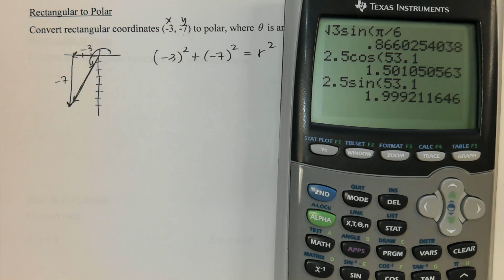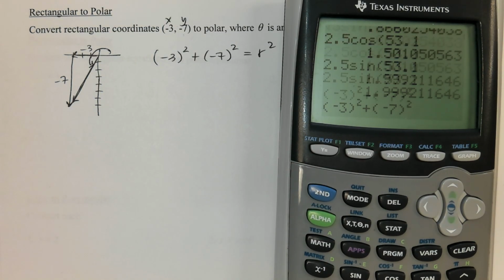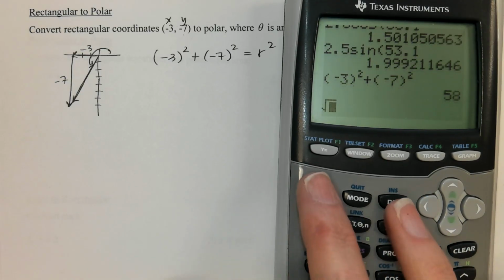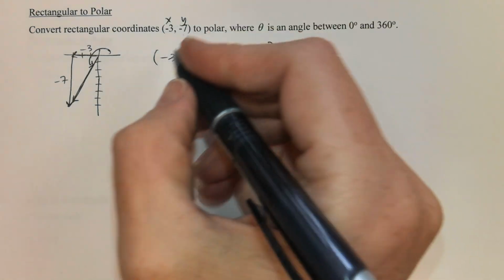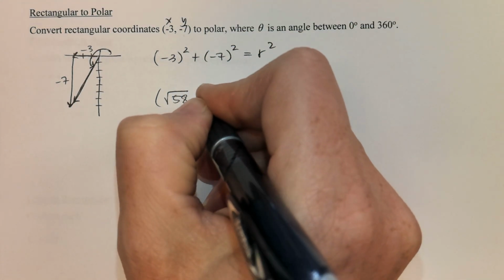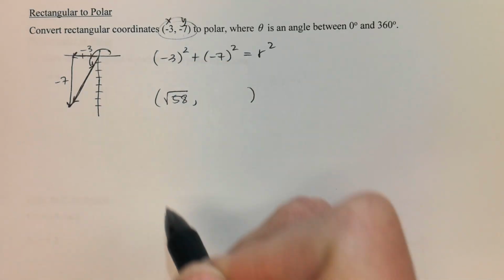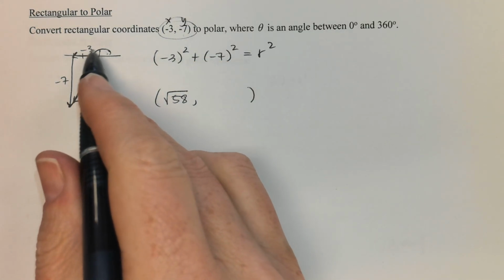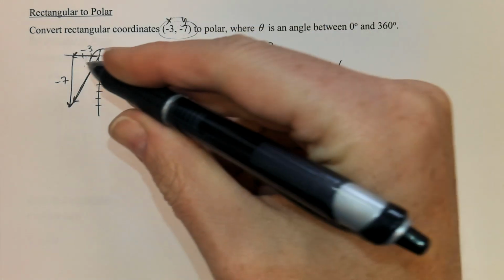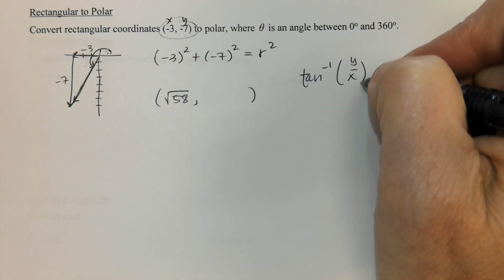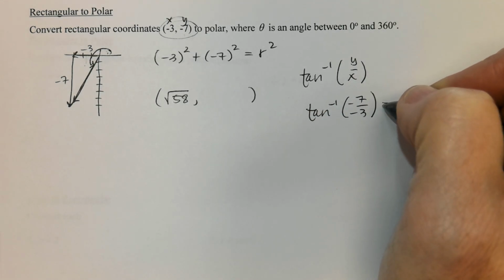So I'm going to do my 3 squared plus my negative 7 squared, and I've got 58. And you can do the actual square root of 58, like you can get the 7.6. I am okay with square root of 58. That's your first number in your polar coordinates. So this was rectangular, we are going to polar. Now I need to know that angle measure that they're using. So we're going to tan inverse, because you have a y and an x value. So we're going to do tan inverse of negative 7 over negative 3.